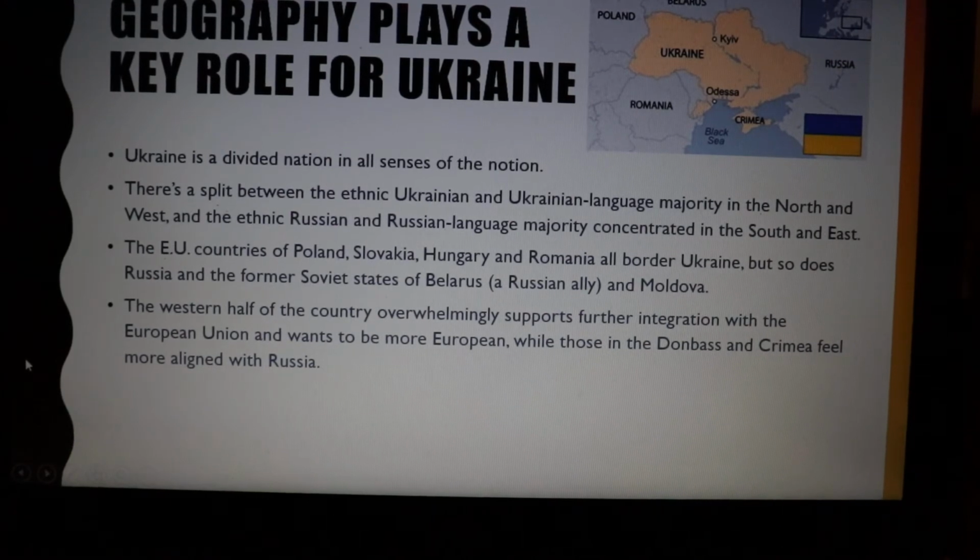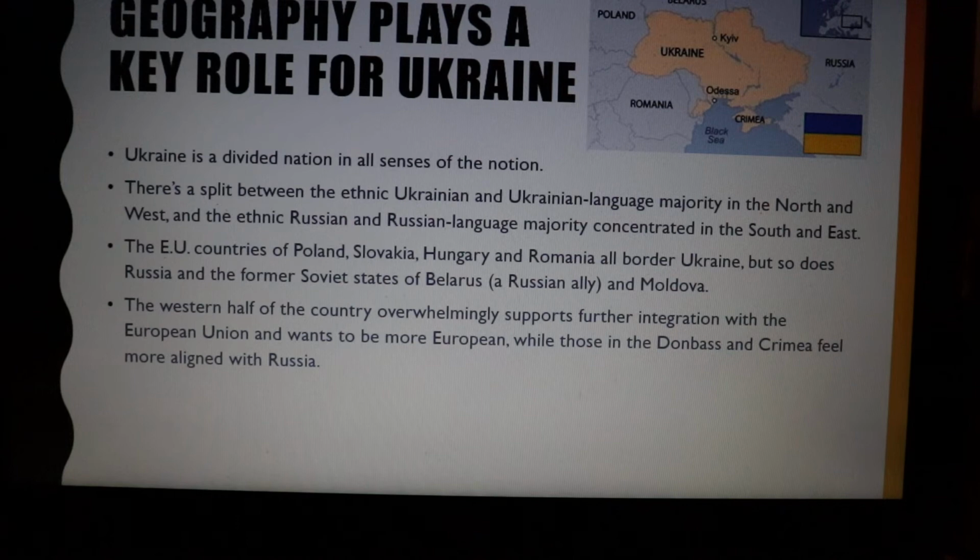So, as I mentioned earlier, geography plays a big role in politics in Ukraine, and it is a very divided nation in all senses of the notion. Basically, in the north and in the west, there's a Ukrainian majority who is ethnic Ukrainian and speaks Ukrainian, whereas in the south and the east, there's a Russian ethnic majority who primarily speaks Russian, and that divides the country in loyalties between wanting to integrate further with the West and Europe and wanting to remain allied with Russia, and more of a modern day alliance of former Soviet and communist nations.